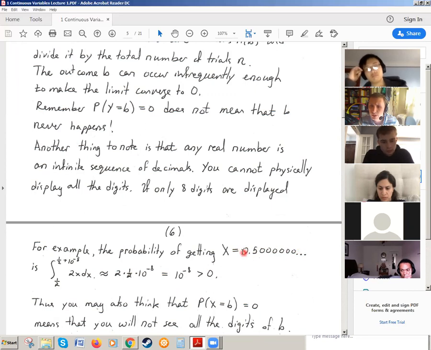We don't know. The calculator gave you 8 digits. And that happens to be the integral from 1/2 to 1/2 plus 10 to the minus 8 of 2 to the x. And that can be just approximated, because this is such a thin distance, as the height at 1/2 multiplied by the thickness, by dx, which is simply 10 to the minus 8. And that's a very small probability, but it's not a 0 probability, right? 10 to the minus 8 is very small, but not 0.